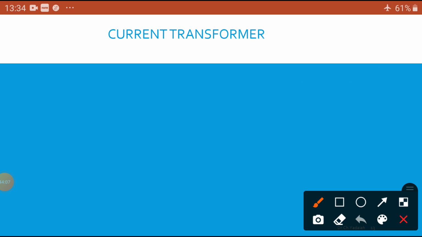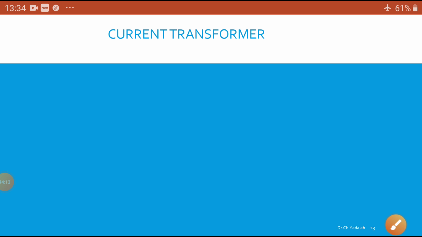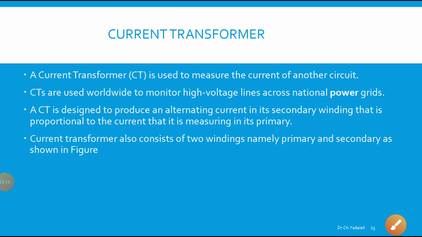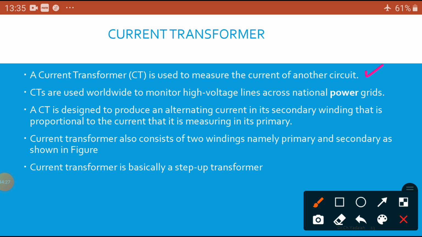Regarding the CT, what do you mean? The CT means current transformer. What are the salient points? You can see here. A current transformer is used to measure the current of another circuit. CTs are used worldwide to monitor high voltage lines across the national power grids. A CT is designed to produce an alternating current in its secondary winding that is proportional to the current that is measured in its primary circuit.